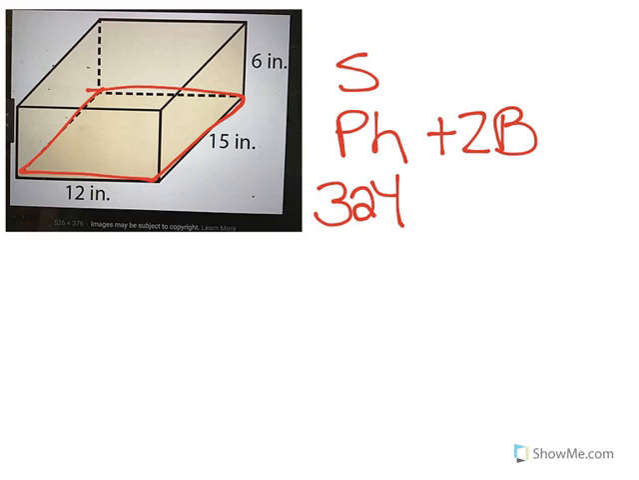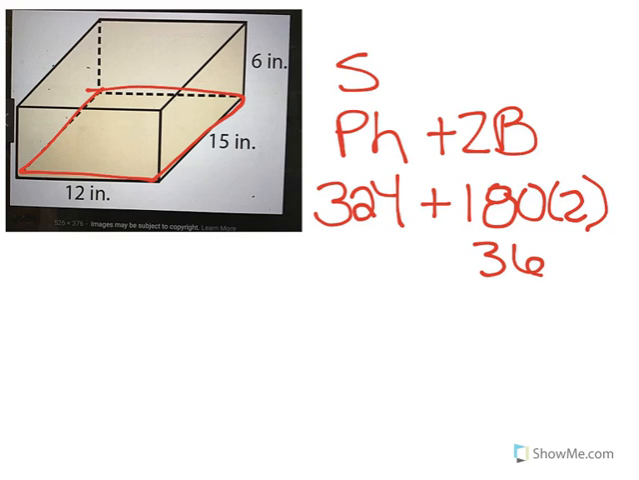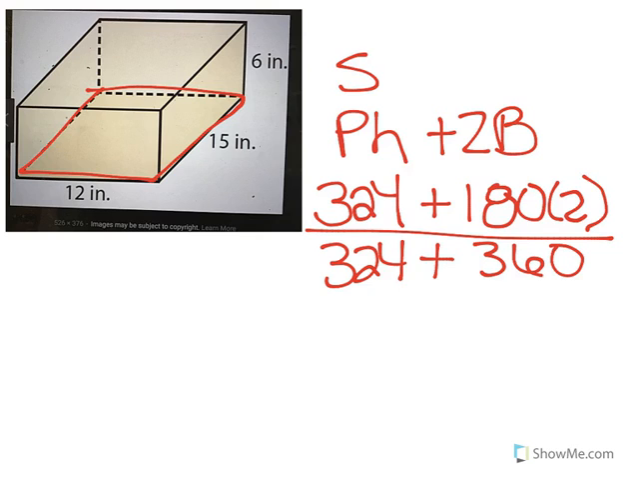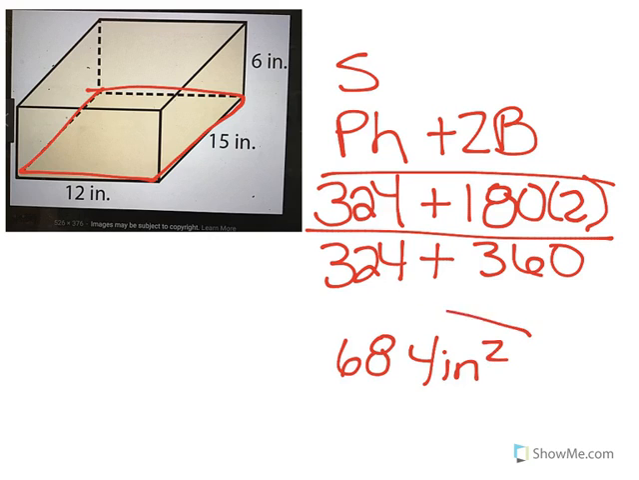The formula for area of a rectangle is base times height, lowercase b times lowercase h, or length times width, and 12 times 15 is 180. And then 180 times 2 is 360. Once I'm at 360, that is my 2 capital B. And then I'm just going to add them. And 324 plus 360 is 684. So it's 684 inches squared, and that would be my total surface area.